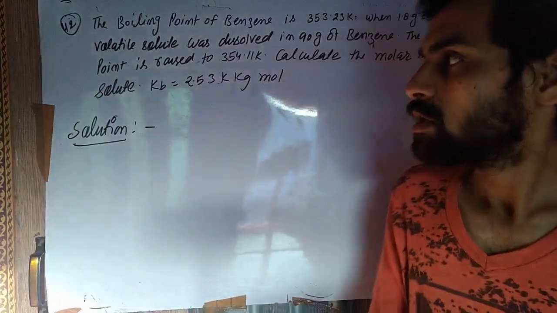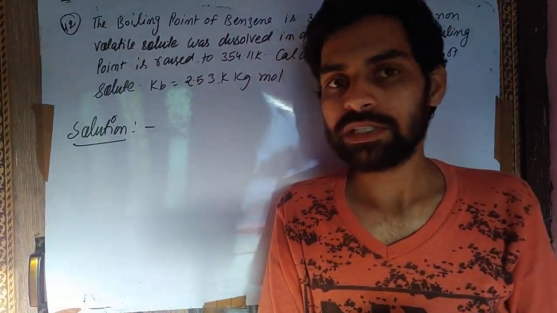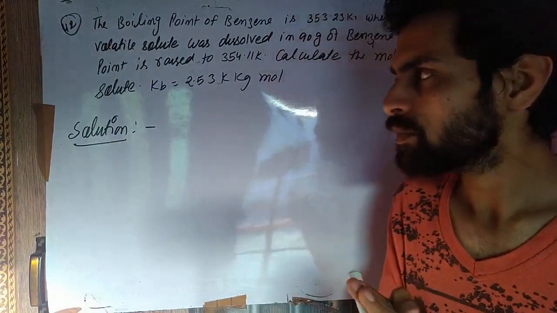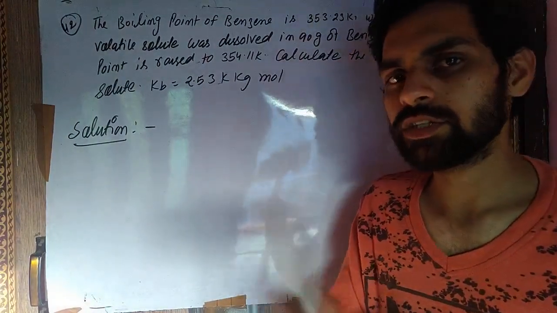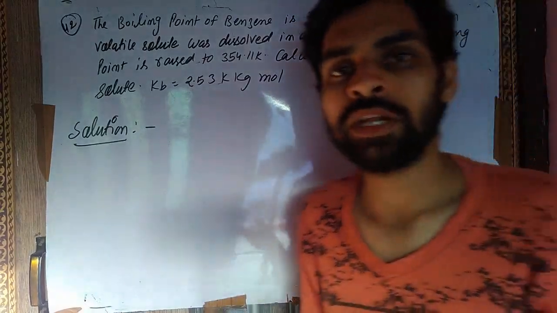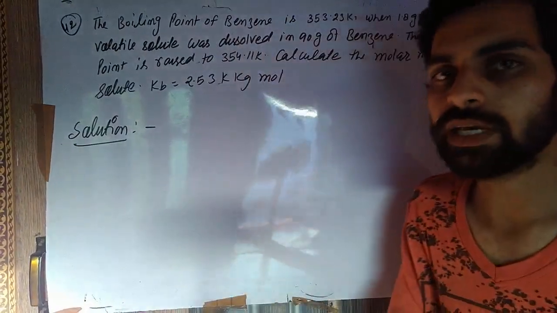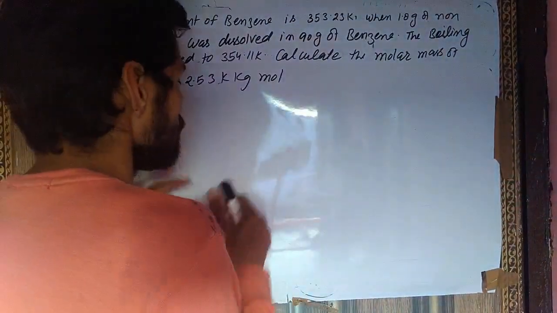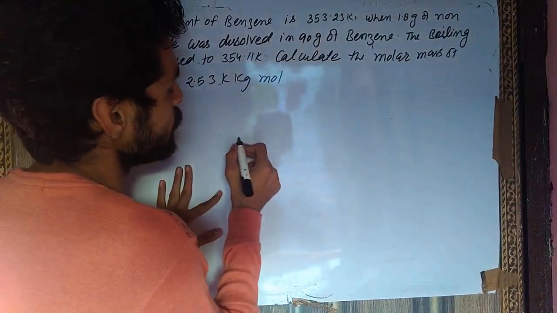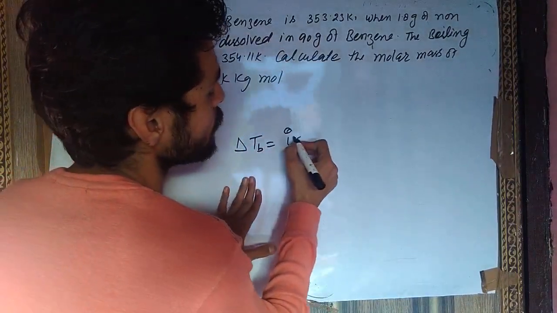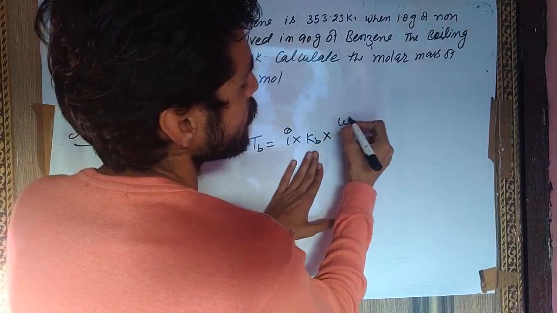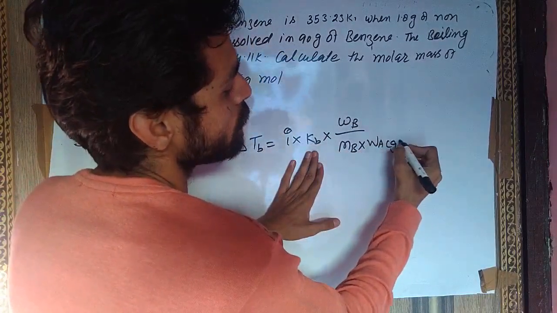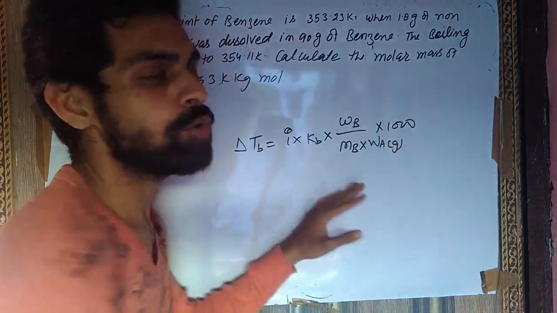Hello students, today we will discuss the numericals based on elevation in boiling point. This is a very important question, and this year the board asked a question from this topic. Elevation in boiling point, we have already discussed in the theoretical class what it means. So right now I will write its formula only. Delta TB is equal to i into KB into molality, and in place of molality I would write WB upon MB into WA into 1000.